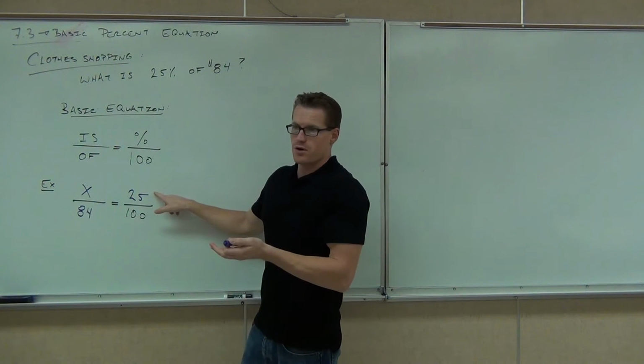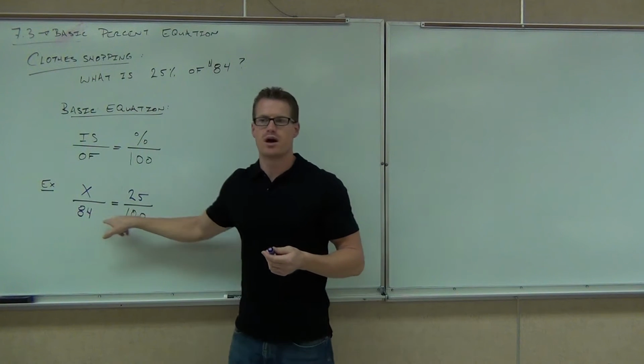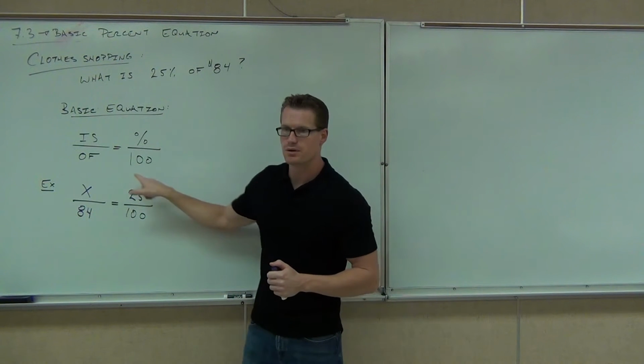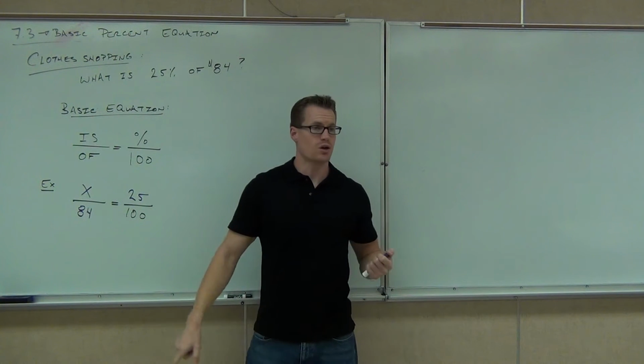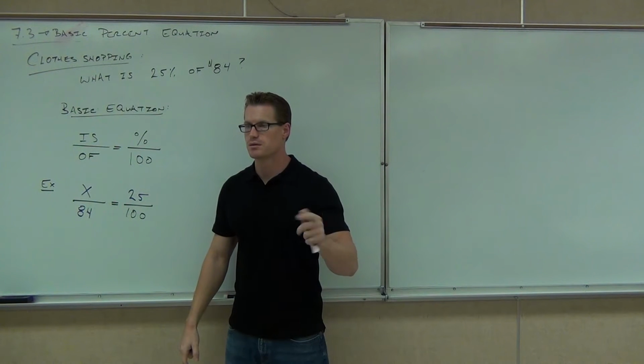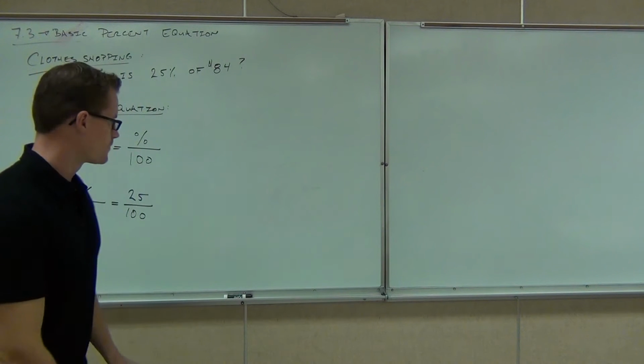So the way this works, we go, okay, what is, we don't know. 25%, 25 for our percent. Of 84 right there, and then 100, that doesn't change at all. Hey, ignore all this stuff. Does this look familiar? Well, I sure hope so. How do you solve that? Cross multiply. Why don't you do that right now, everybody? You should be able to cross multiply at this point. We've been doing that for a while.